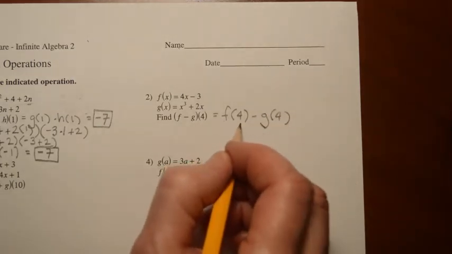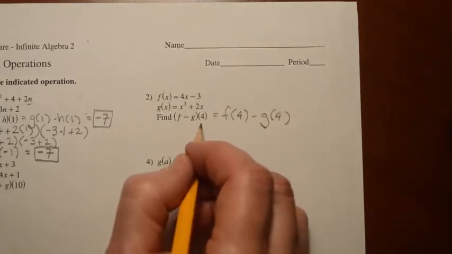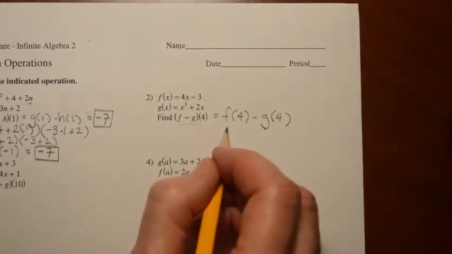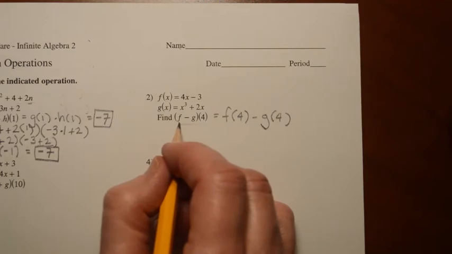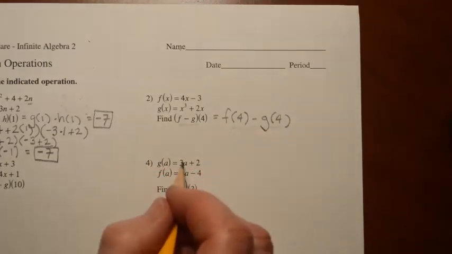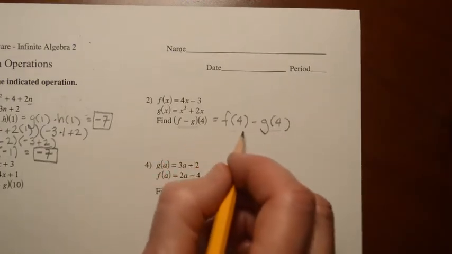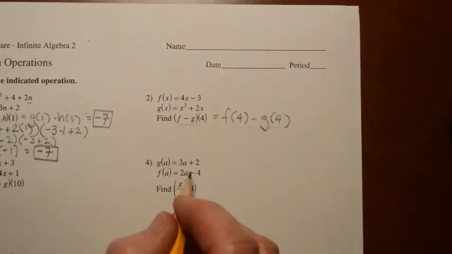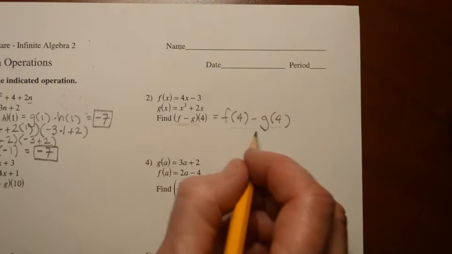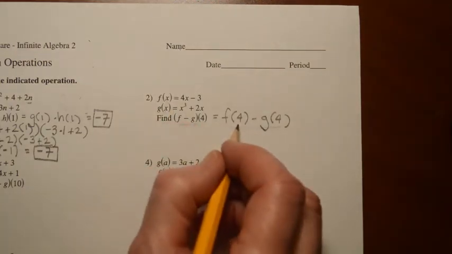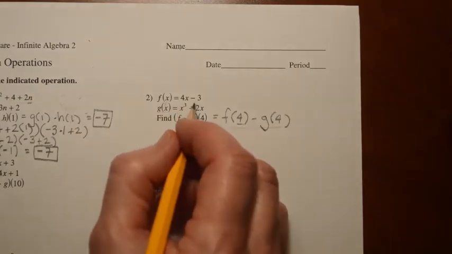Really what they're doing is just saving themselves from writing the 4 twice when they write it this way. But I think this is a little bit more intuitive. So if you want to change this into something that makes more sense to you, then go ahead and do that. If you look at that and you can see that that's f of 4 minus g of 4, then you can just leave it like that. Okay, so then f of 4 means take whatever our variable was, in this case x, and replace it with a 4 in f.